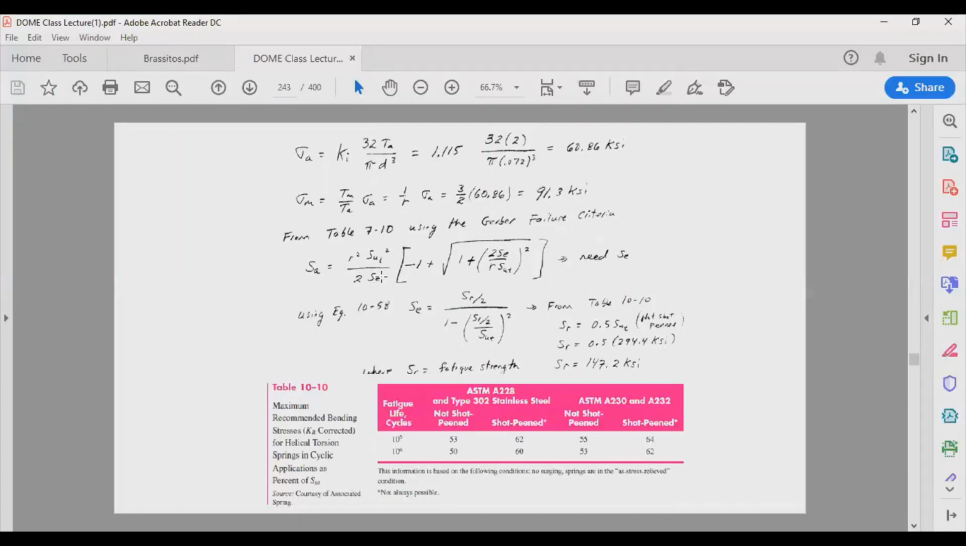Okay, so the key here is to realize how you get your endurance limit in order to use it in that equation. And the key to get the endurance limit of a torsion spring is to use this equation, and this equation has inside it SR. How do you get SR? You get SR based on this table. And these numbers here are not 50 KSI. This number is percent, right? So 0.5, or 0.6 if it was shot peened, made of this.